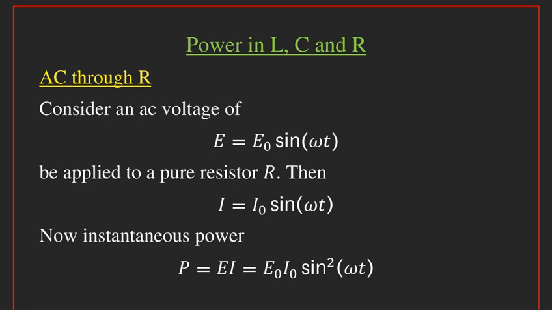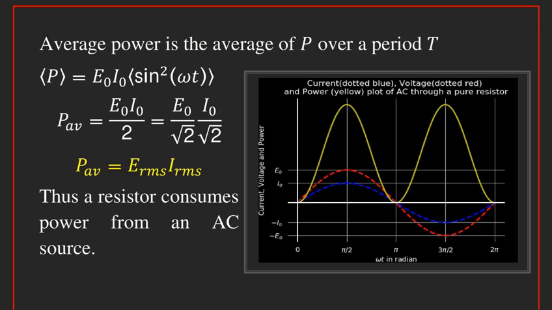Suppose a voltage E equal to E0 sin omega t is applied, and we find that the resulting current I will be equal to I0 sin omega t. So the instantaneous power P will be equal to E into I, that is E0 into I0 into sin square omega t. To find the average power consumed over one cycle, we have to find the average value of this power over a cycle. So the average power P is equal to E0 I0 into the average value of sin square omega t. E0 and I0 are constant, and we know that the average value of sin square omega t is half.